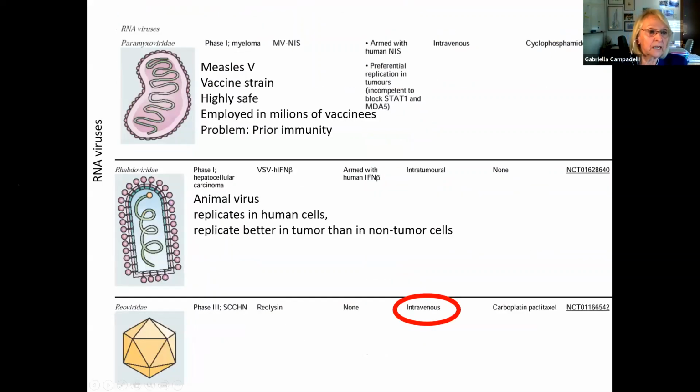Now, for example, the RNA viruses, I mentioned the measles viruses, the virus which is used is the vaccine strain, so it is highly safe because millions of individuals have been vaccinated. Of course, there is a problem of prior immunity. And then there is the bunch of animal viruses, which replicate in human cells and replicate better in tumor cells than in non-tumor cells. And a reovirus, which is called the rheolizine, has actually the advantage that it can be administered systemically.